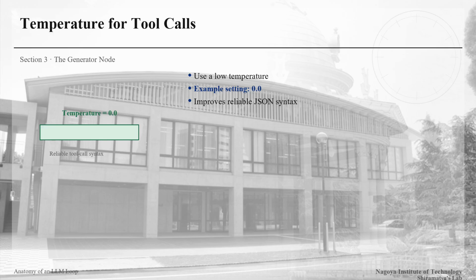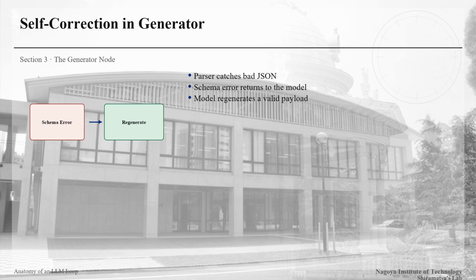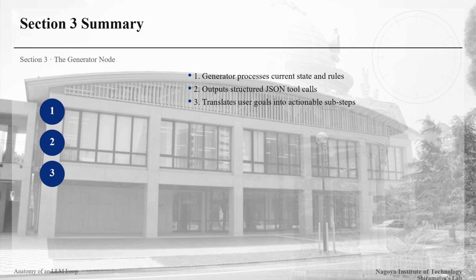For reliable tool call syntax, the generator often uses a low temperature, such as 0. If JSON is malformed, the parser catches it, and the schema error is injected so the model can regenerate a valid payload. Section 3 takeaways.